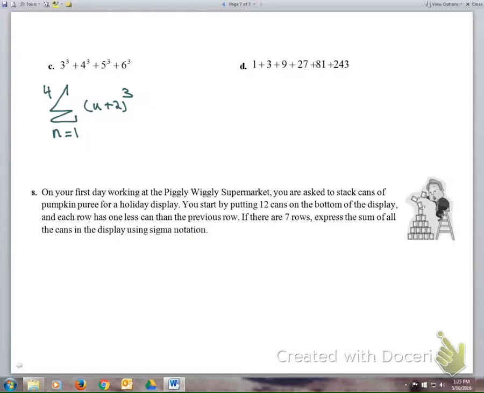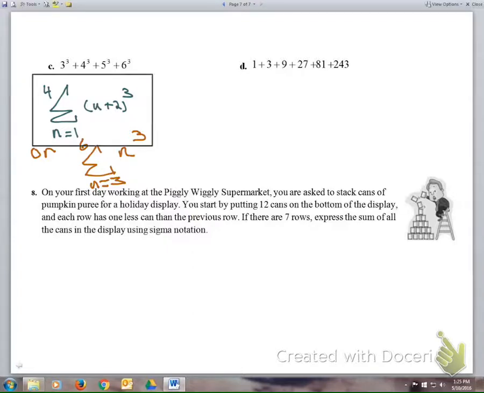You plug in a 3, you get 5 to the third power, and so on. Another option would be start with n equaling 3. Then you go 3 to 6, 3 cubed all the way to 6 cubed, and then it's just n cubed. Either one of those are acceptable. All right, getting close to done. D, same idea here. I'm going to show you two options.